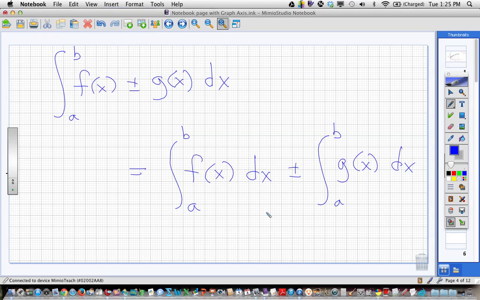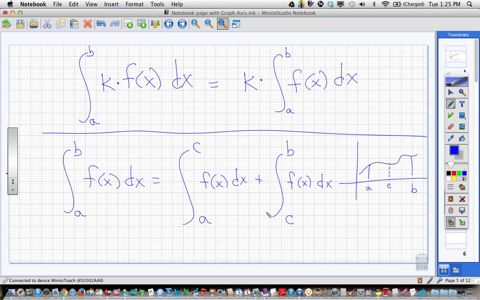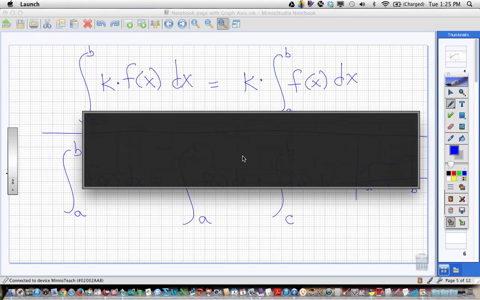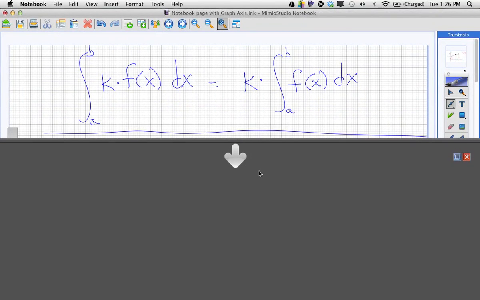Okay? Now, why would that be helpful? Well, actually, let me give you one more rule first. Let me give you this top rule here as well. Then we'll use both those rules together. And I'll give you an example of a problem that you could do with it.